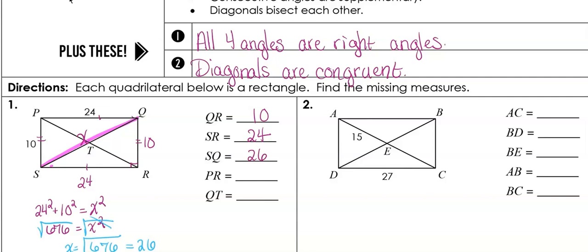All right, so let's find PR. We know that diagonals are congruent. So if SQ was 26, PR is also going to equal 26. This next one, QT, is half of SQ. We said SQ was 26, so half of 26 is going to give us 13.